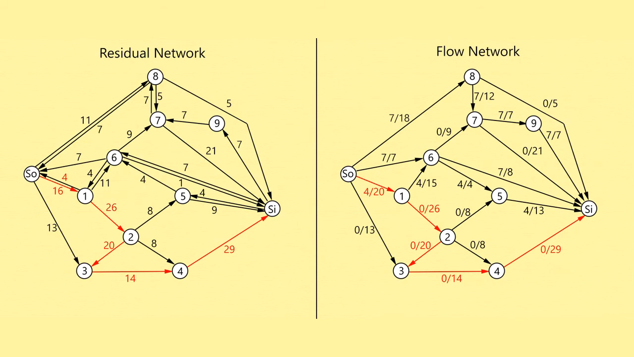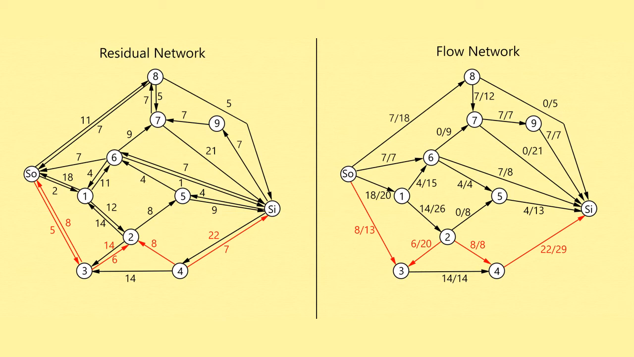Having sorted that out, we can choose another augmenting path. The residual capacity of this path is 14, and all arrows in the residual network path match the direction of the flow network, so we simply add the residual capacity to the flow. The edge from 3 to 4 is now at capacity, although other edges still have remaining capacity.